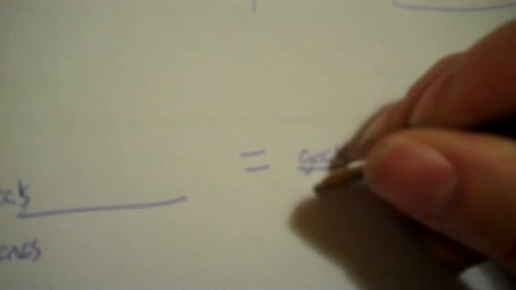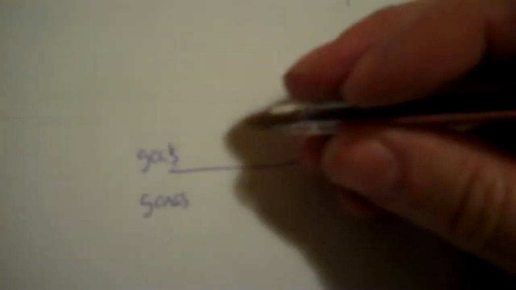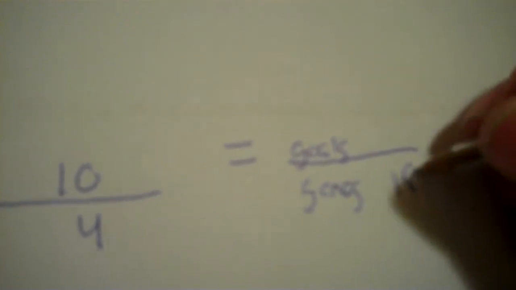Now remember, it's the y over the x, okay? So y is goals, x is games. Should be the y label over the x label every time. Okay, so I know I scored 10 goals in 4 games. That says goals in games, and I've got 18 games, but I don't know how many goals. I'm going to put a question mark.